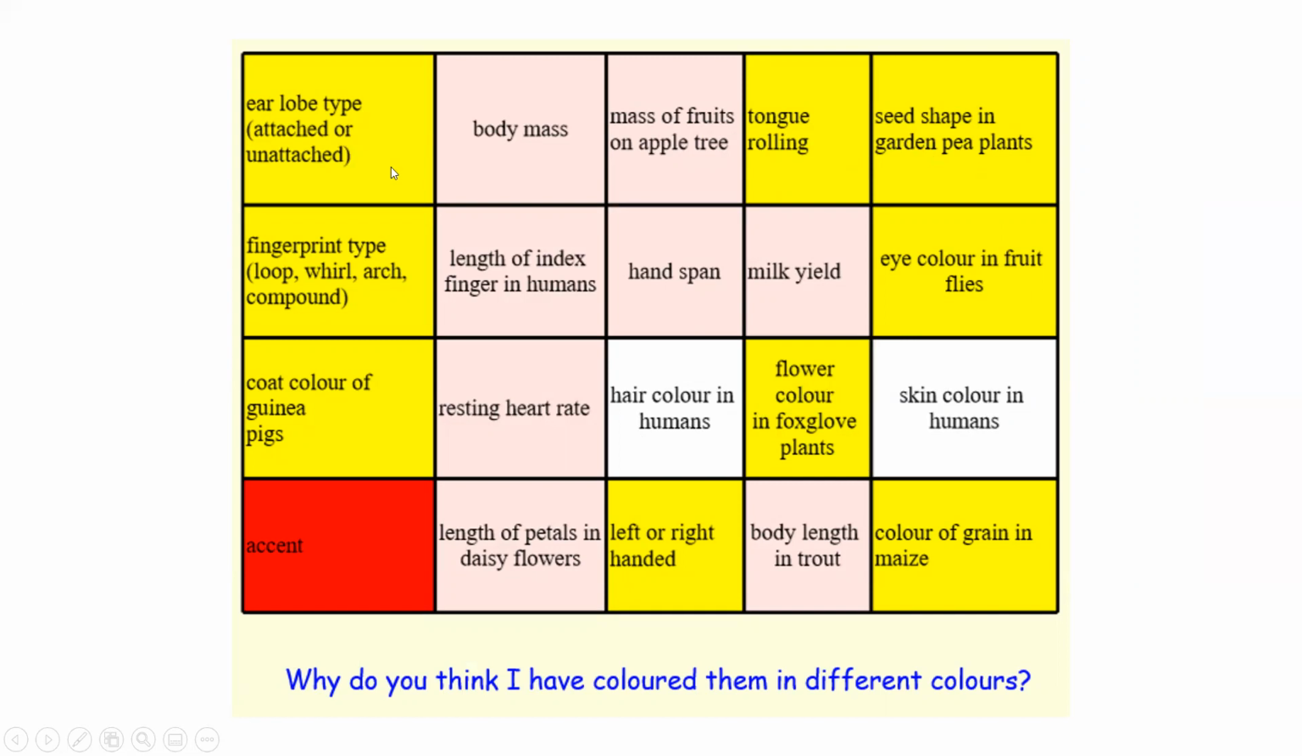So things like earlobe type, attached or unattached, tongue rolling, seed shape in garden pea plants, the eye colors in fruit flies, or fingerprint types on one finger. There are only a limited number of types. Coat colour of guinea pigs, flower colour in foxglove plants, whether we're left or right-handed, colour of grain in maize, all of these are examples of discrete variation.